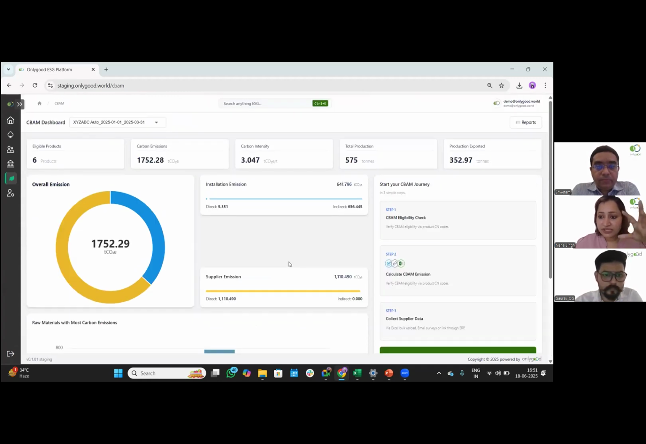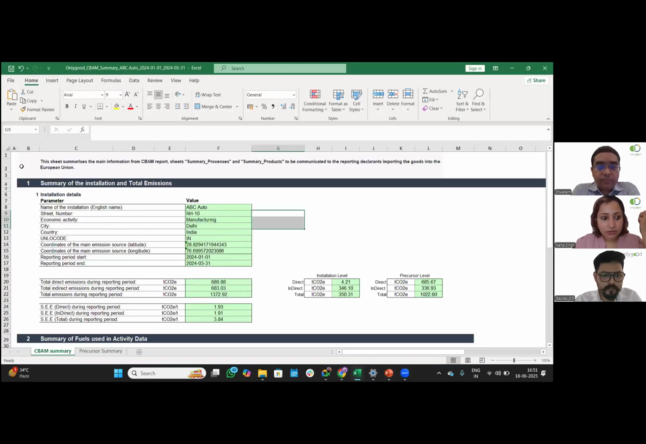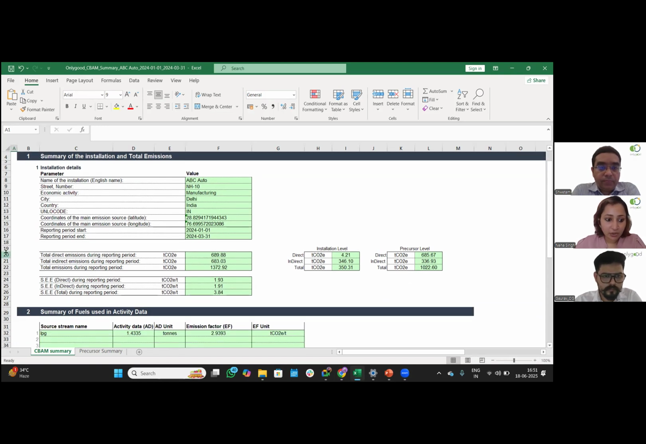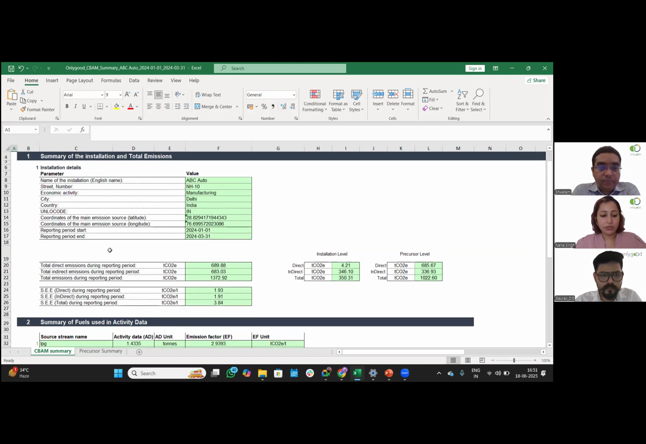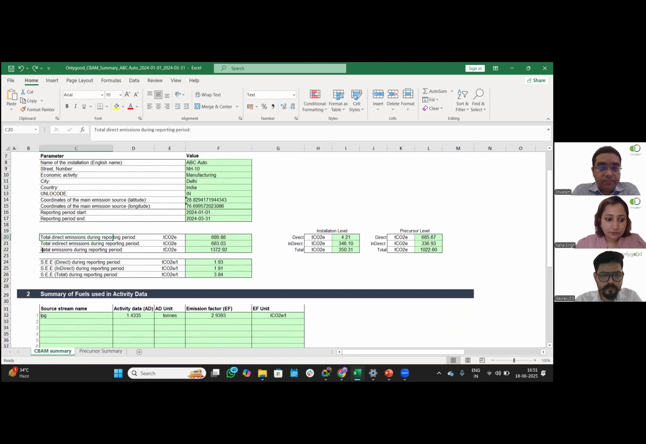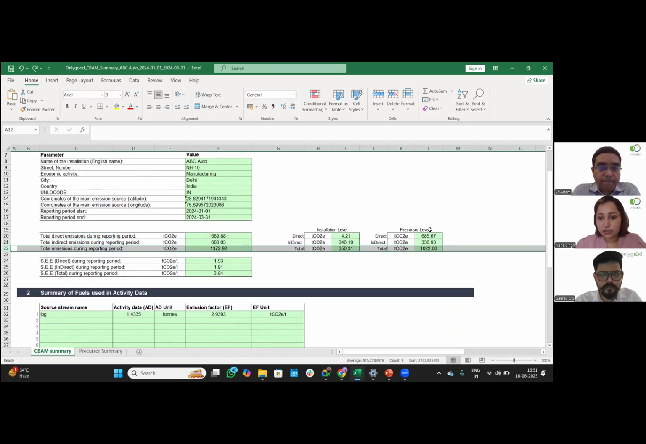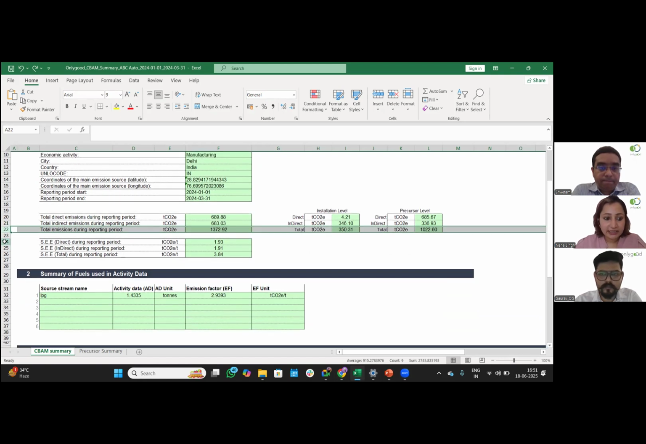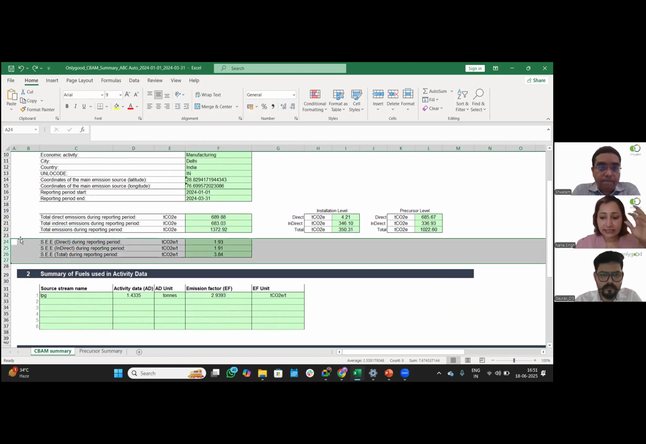So this is a very simplified fashion. You can just download the report from here and send it back to the person who's importing goods from you in the EU. And if I download this report, the report summary looks something like this. Now, this is a bit more detailed because it's, like I said, in the EU format. Your installation level details, your total direct and indirect emissions, total emissions at installation and precursor level split, SE direct at the report level, SE direct, indirect, this is specific embedded emissions inclusive of precursor.